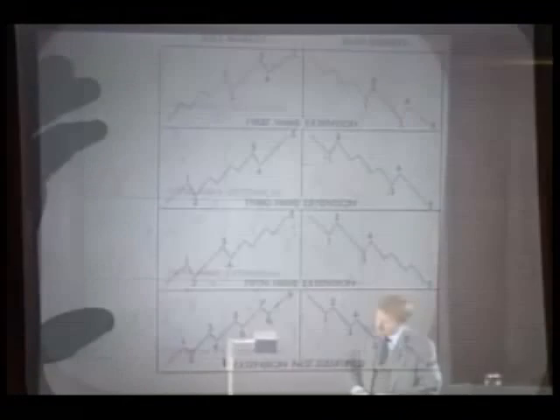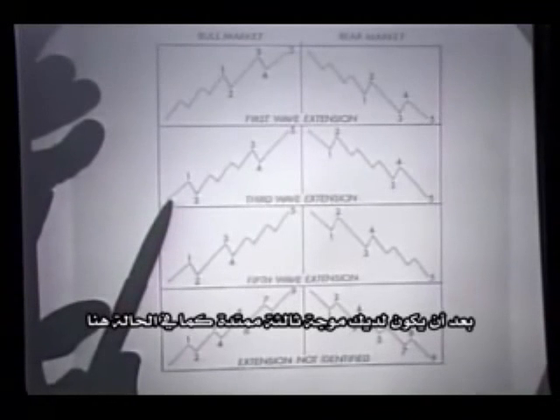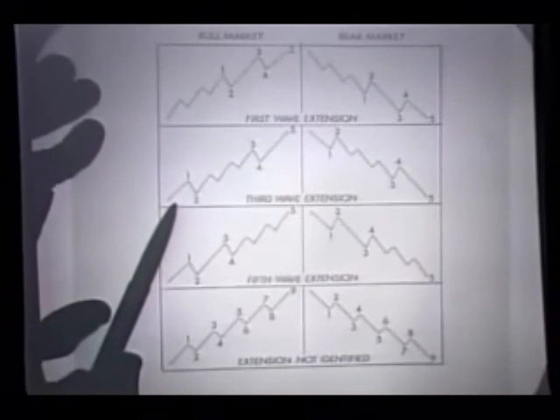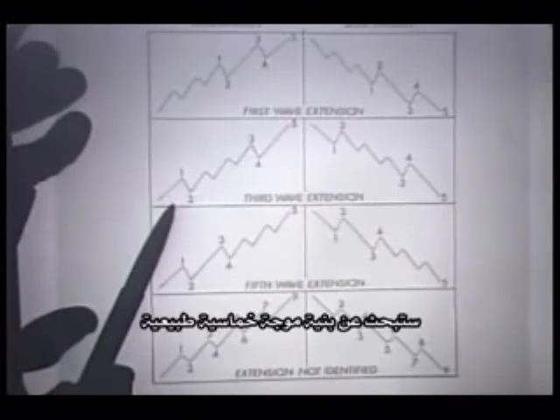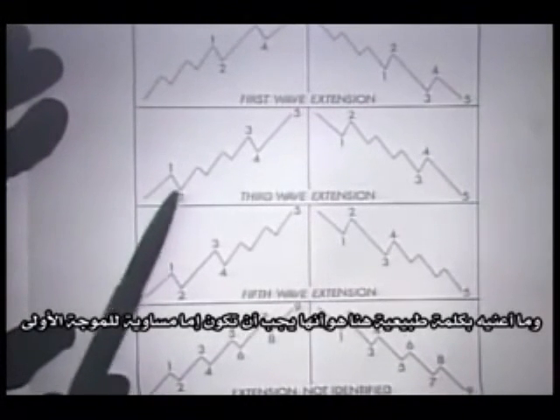Let's take a look back at page 2.4. There are a couple of guidelines as far as extensions are concerned. After you've got an extended wave 3, such as you do in this case, you would look for a normal wave 5. Now, by normal, I mean it would be either equal to wave 1 or related to wave 1 by the Fibonacci ratio, and we'll talk about that more in detail later on.